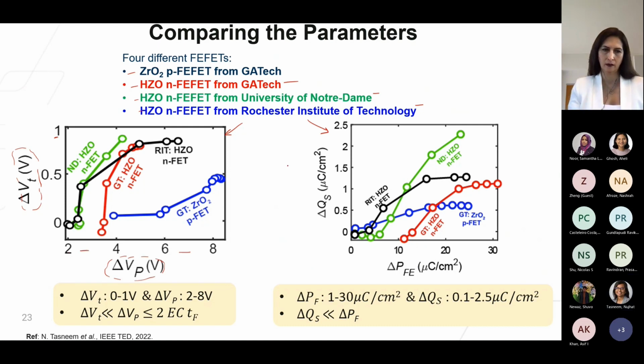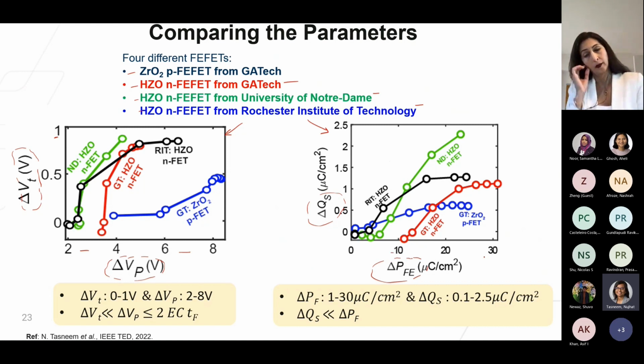Now, this memory window discrepancy arises because of the weak coupling between the ferroelectric charge and the semiconductor channel charge. The figure here shows that the ferroelectric polarization charge ranges from 1 to 30 microcoulomb per centimeter squared, whereas the semiconductor channel charge ranges from only 0.1 to 2.5 microcoulomb per centimeter squared.